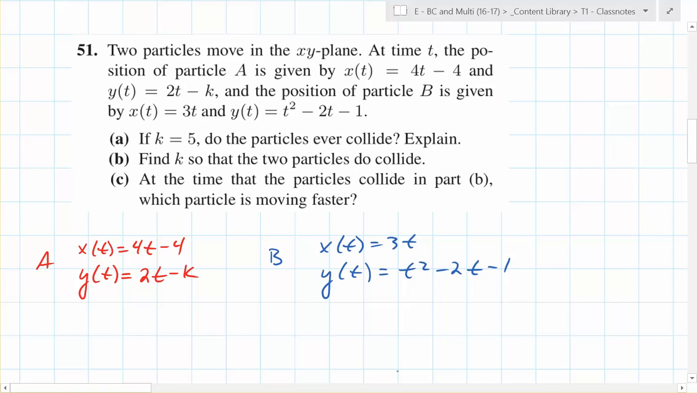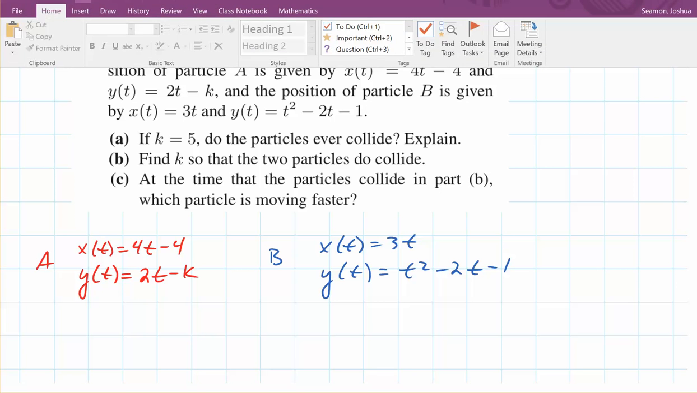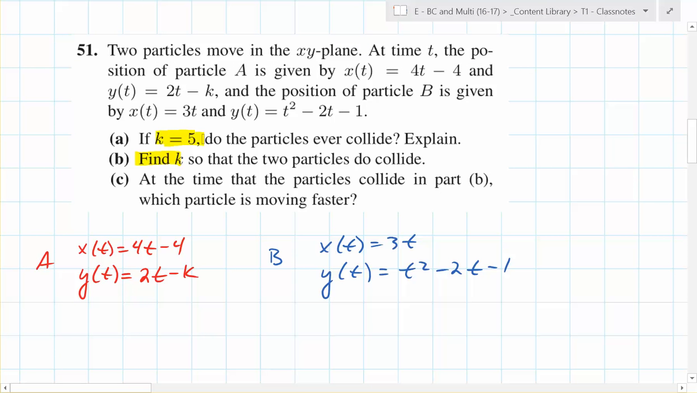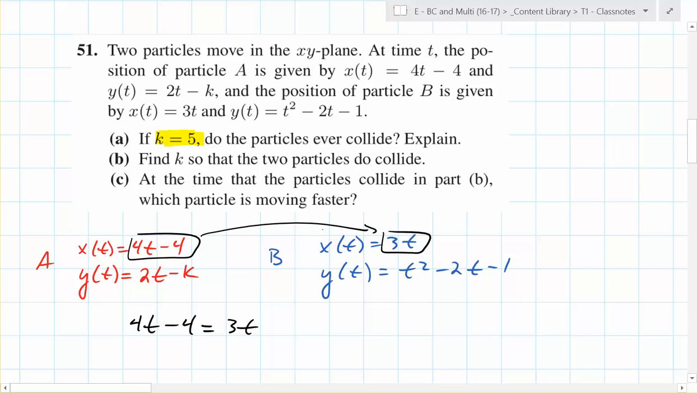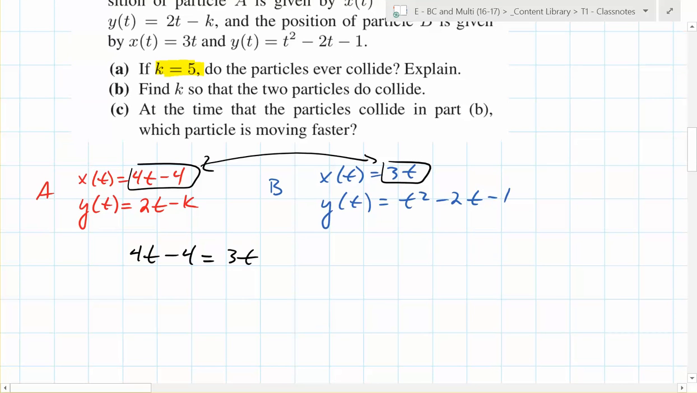In order for two things to collide, they have to occupy the same space at the same time. So let's say in this first one it says find k. K equals 5 is what we're dealing with, right? To be at the same place at the same time, you can set 4t minus 4 equal to 3t. For two things to occupy the same space, they have to have the same x coordinate and y coordinate.